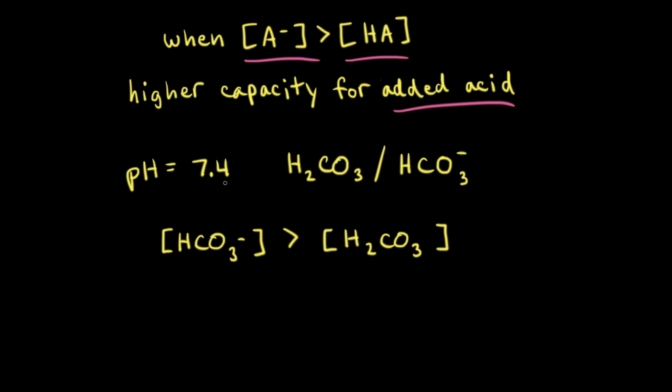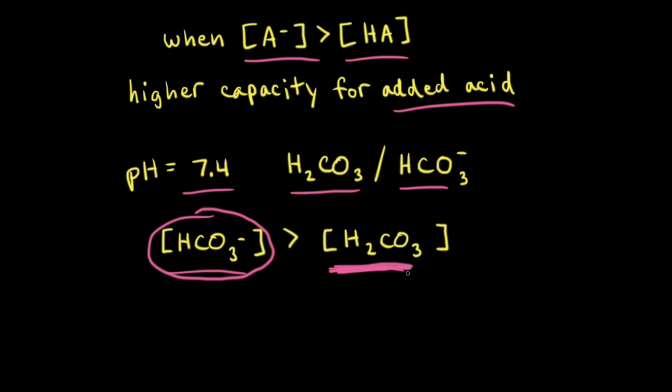As an example, let's think about blood, which has a pH of 7.4. The major buffer system used to control the pH of blood is the carbonic acid bicarbonate buffer system. In blood, the concentration of bicarbonate is greater than the concentration of carbonic acid. And since bicarbonate is the conjugate base to carbonic acid, the concentration of the conjugate base is greater than the concentration of the weak acid, and therefore the buffer system has a higher capacity for added acid than added base.